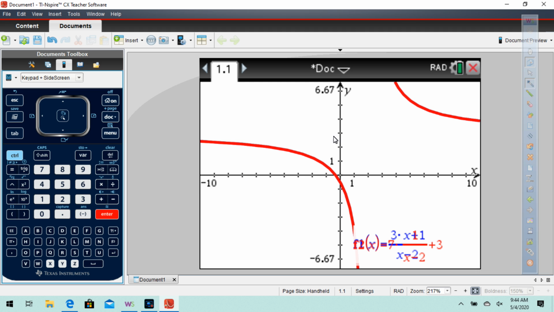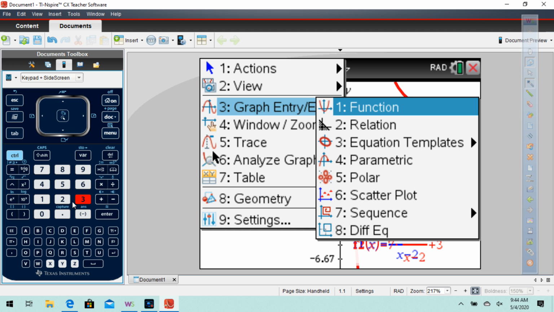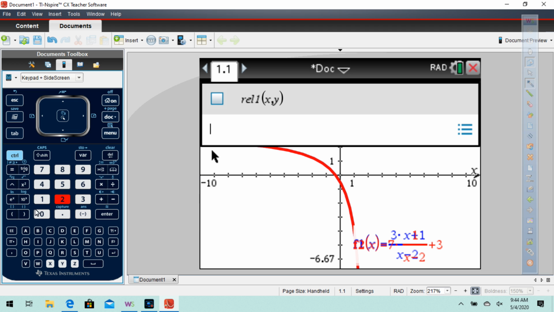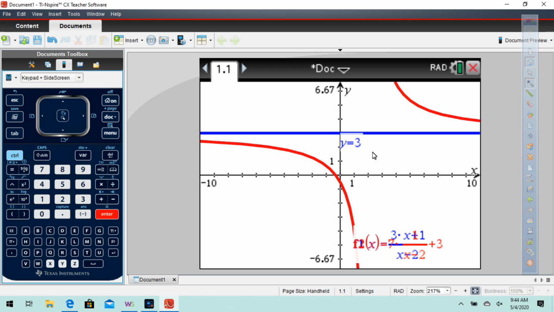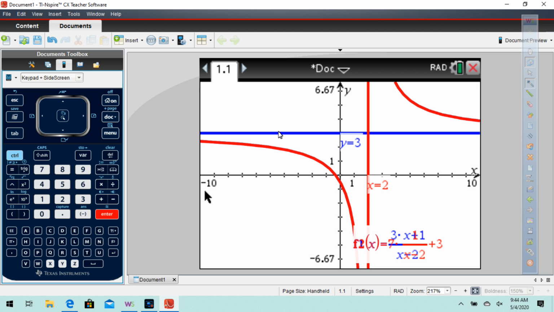Well, let me show you something here. Menu, 3, 2, and we got y equals 3. And then there we go. So we got a horizontal asymptote at y equals 3. And then we'll press tab, and we got x equals 2. And we have a vertical asymptote at x equals 2.